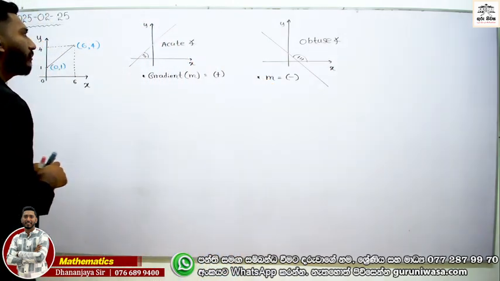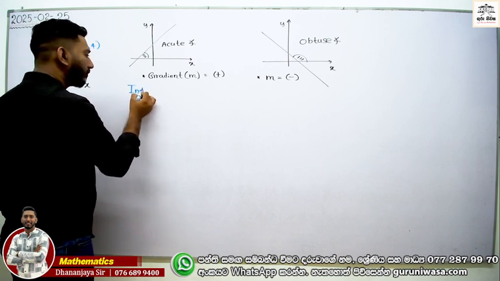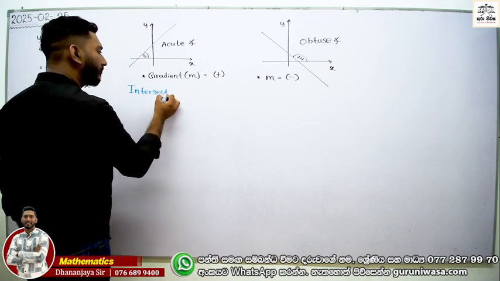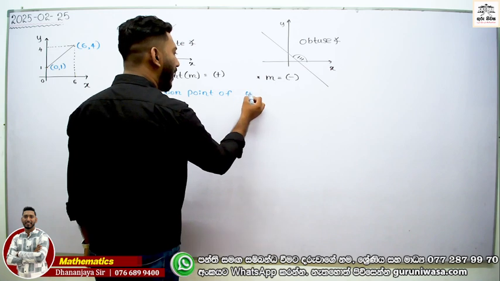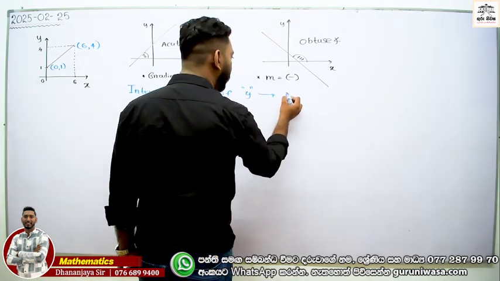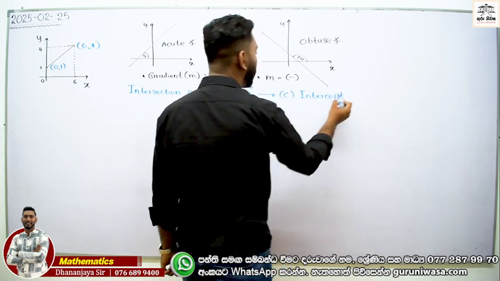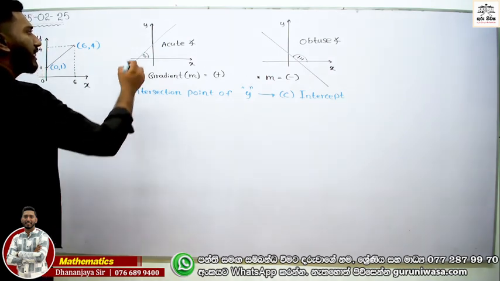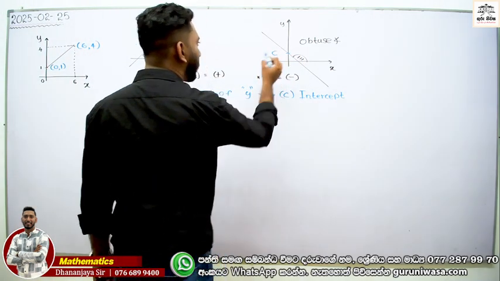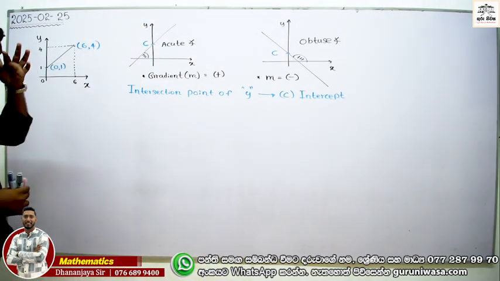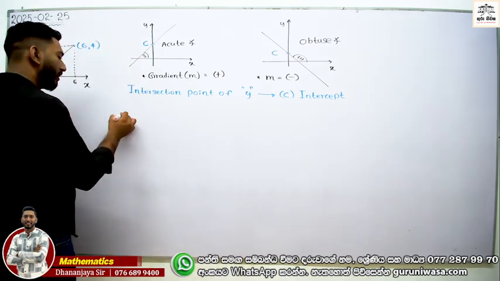And the special point is the intersection point of the y-axis, and that is known as C. Who is C? The intercept. We call it the intercept. This one becomes C. This is what we call C. You must keep this in mind. That was the first scenario. And the second scenario is how to find the gradient.